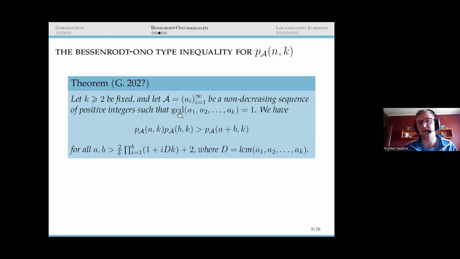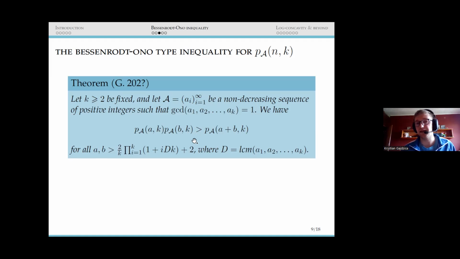Because if, for example, we assume that the greatest common divisor is strictly larger than 1, then there are infinitely many values of n for which the restricted partition function equals 0. So this inequality in particular cannot hold. My proof, similarly to the original proof of the Bessenrodt-Ono inequality, is based on the asymptotic behavior of the restricted partition function. So here is the task for you. Maybe next time we meet, some of you will present a combinatorial proof of this fact. It would be very desirable to see such a proof.